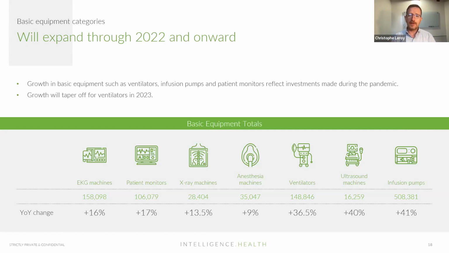A point that I think is worth mentioning here is that, as you can see, ventilators grew a lot. That's not a big surprise. However, we do expect this growth level to taper off into 2023 as hospitals begin to shift their spending away from treatments focused on COVID to different types of equipment investments as elective procedures come back online.